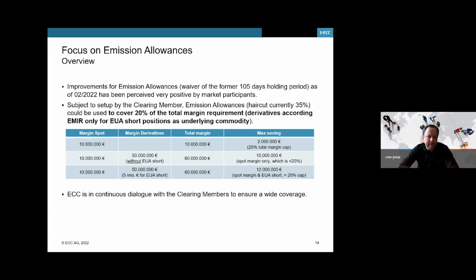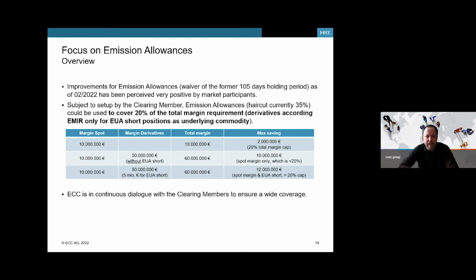In any case, a clear member has to confirm that kind of setup. And if they do so, emission allowances can be used to cover up to 20% of the total margin requirement, including derivatives and spot market requirements, up to 20%. The table below shows you some examples. I hope it's all readable, and I will try to explain it. So we have here 4 columns: the margin requirement spot, the margin requirement derivatives, the total requirement, and I computed here a potential maximum saving.